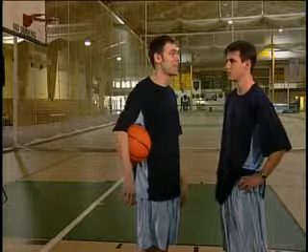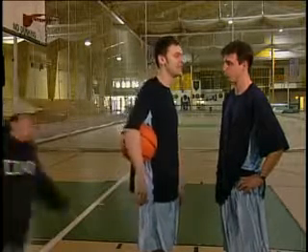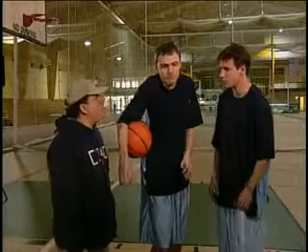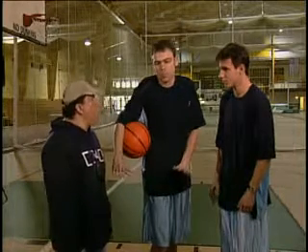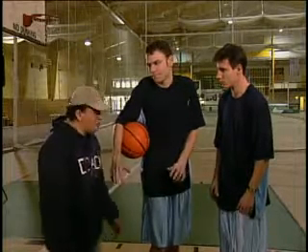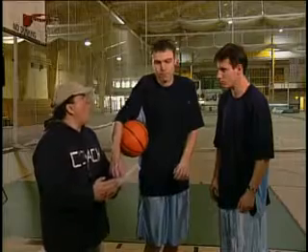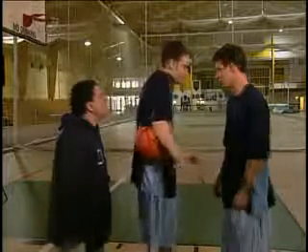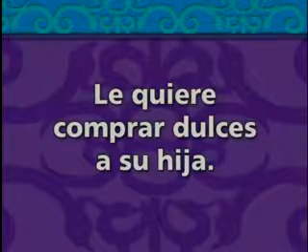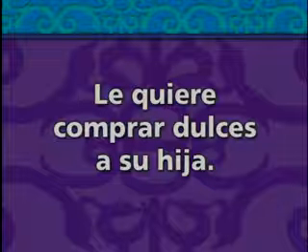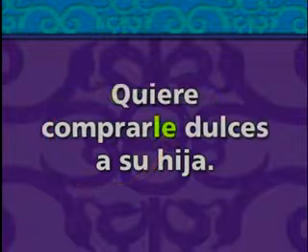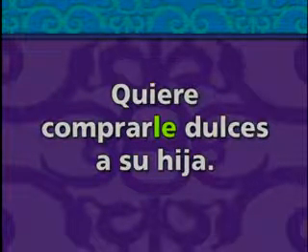Well, I guess that's about it for indirect object pronouns. No, there is one more play in the indirect object pronoun book. Indirect object pronouns are placed right before the verb or attached to the infinitive. Le quiere comprar dulces a su hija. Or quiere comprarle dulces a su hija. You got all that? Well, here's a little something to test your knowledge we like to call a quiz.